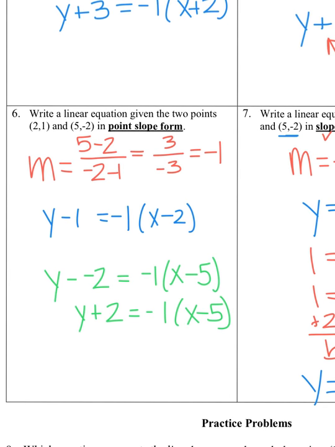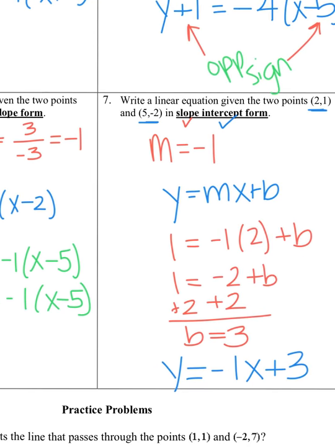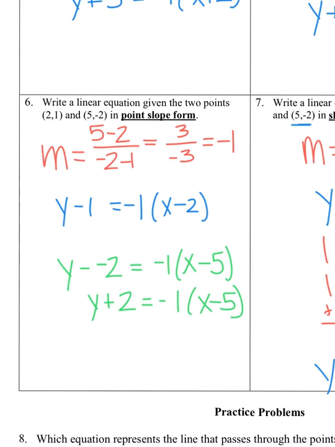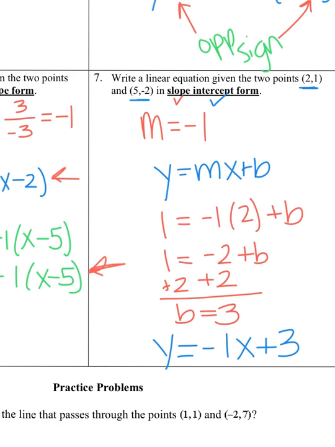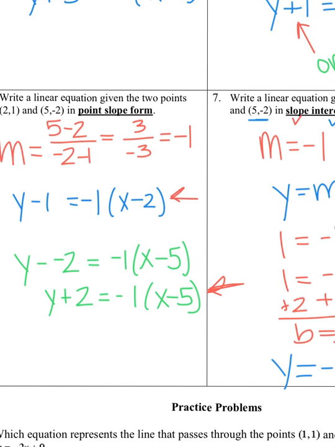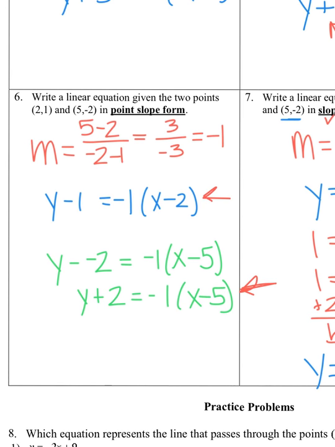line as the other two that we got in number 6. It's just in a different form. Like if we were to simplify both of these equations, we would get y equals -1x plus 3. Okay, they're both different forms of the same exact line's equation.